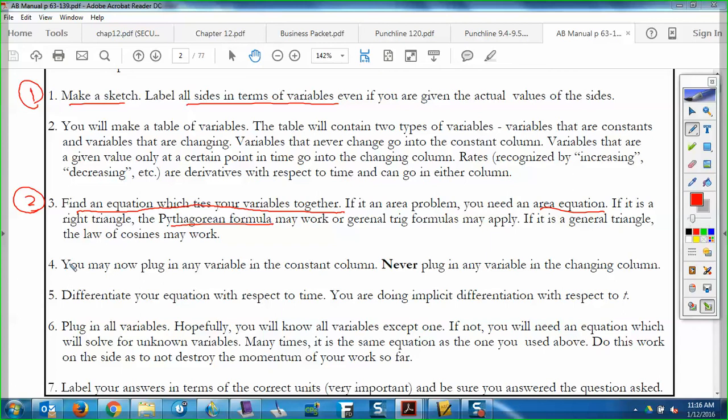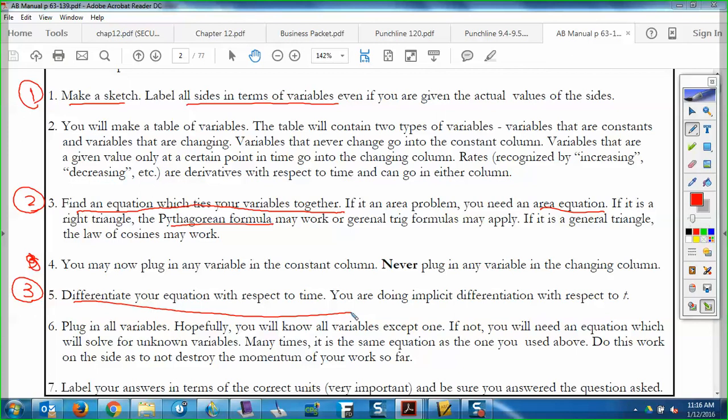Okay? All right, now their next step says you can plug in any variable in the constant column, right? I mean, yeah, that's fine. Don't write that down. We'll compare this to my notes that I have here a little bit. The third step would be differentiate your equation with respect to time. You are doing implicit differentiation, right? I don't know if you need to write that part down, but that's what you're doing. We're doing the derivative with respect to time. Yeah, I think you can write that down. Okay?